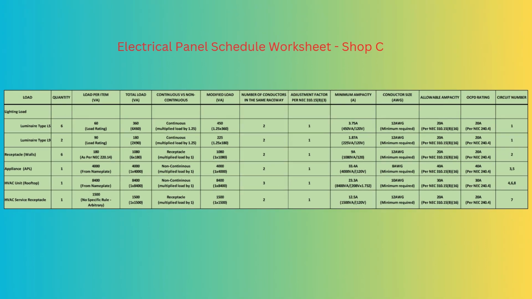This drawing is a panelboard worksheet for Shop C, providing detailed circuit-level information for the electrical system. It includes data such as circuit numbers, descriptions, for example, lighting, receptacles, HVAC units, OCPD (overcurrent protection device) ratings, allowable ampacity, conductor sizes, minimum ampacity, and load calculations in VA. The worksheet also categorizes loads as continuous or non-continuous and includes modified load values based on NEC requirements. It ensures proper conductor sizing, load distribution, and compliance with electrical standards for safe and efficient operation.